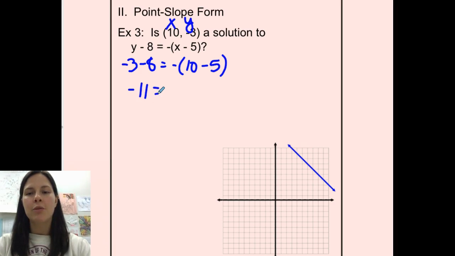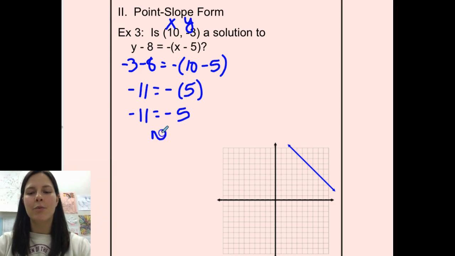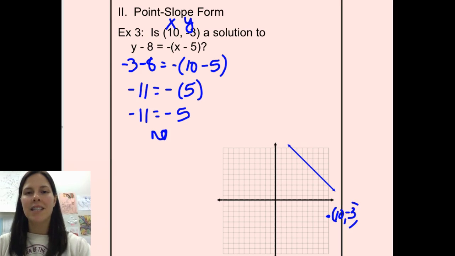On the right-hand side, we're going to follow order of operations. So we're going to do what's inside the grouping symbol first, and then we're going to multiply it by a negative 1. Of course, negative 11 does not equal negative 5, so 10, negative 3 is not a solution to this equation. I've got this line graphed for you as well, plotting our point. We're going to go right 10 and down 3, and again we can see that that point is not on our line because it does not make the equation true.